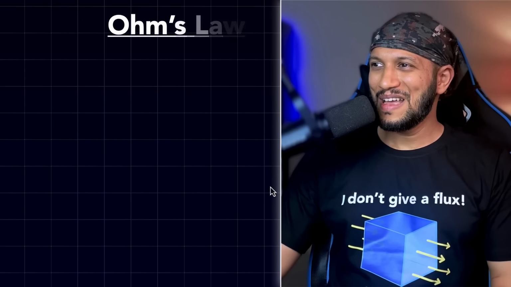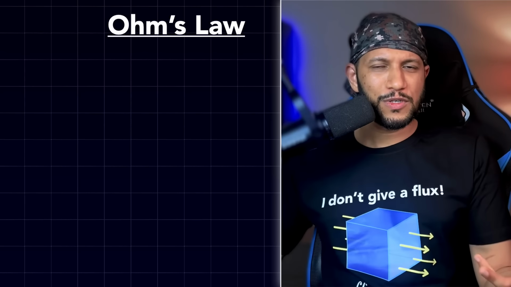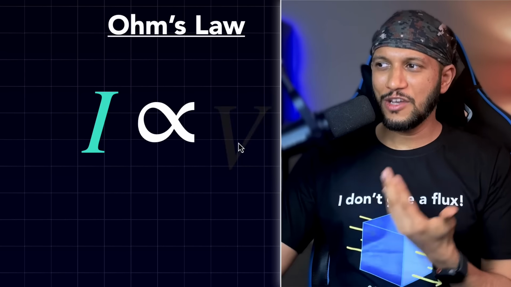So Feynman, where do we start? Feynman says, Mahesh, let's start with a very familiar problem, Ohm's law. And I'm like, that's awesome. I love Ohm's law. It states that current through a wire will always be proportional to the voltage across it, which means the current I is proportional to voltage V.